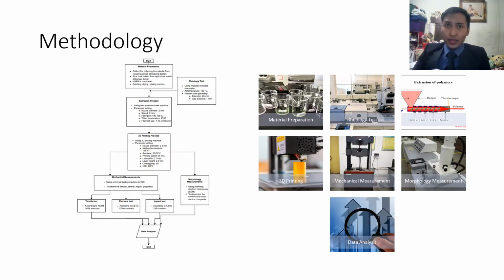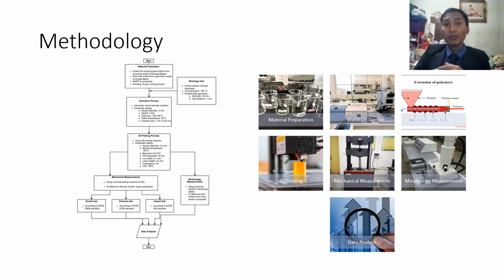For the methodology, we begin with the material preparation, where we collect, blend, grind, dry and mix. And then we do a rheology test where we determine the viscosity of the composite. After that, we do the extrusion process using a single-screw extruder machine to extrude our material into a filament. The filament that we target is 1.75 plus or minus 0.06 millimeter. After that, we do the 3D printing process, where we use a 3D printing machine to print our specimens in the form of dog bones to be tested.